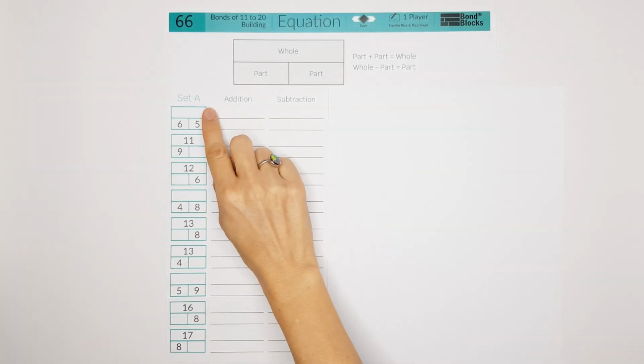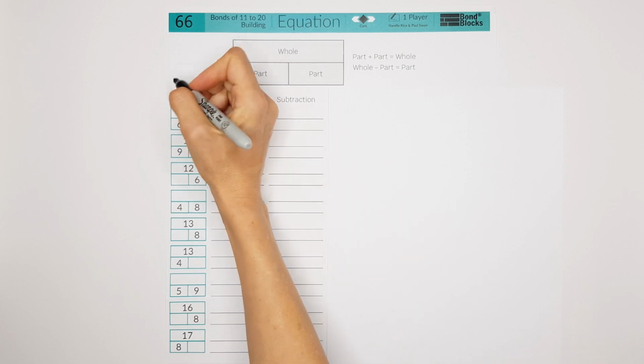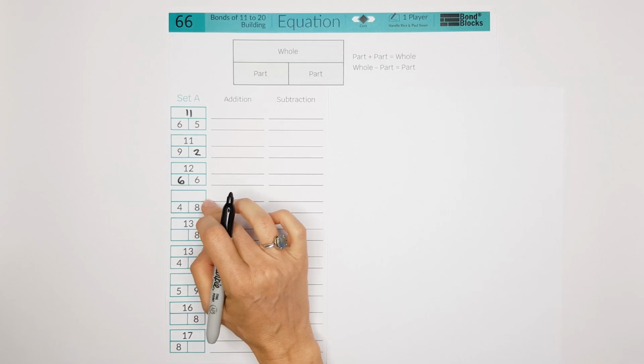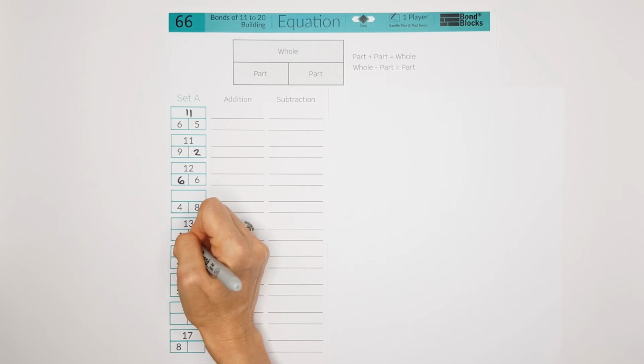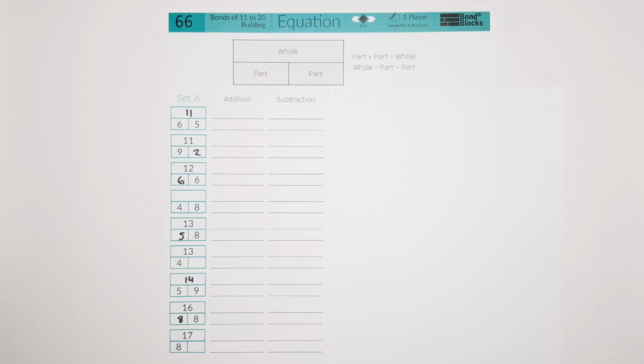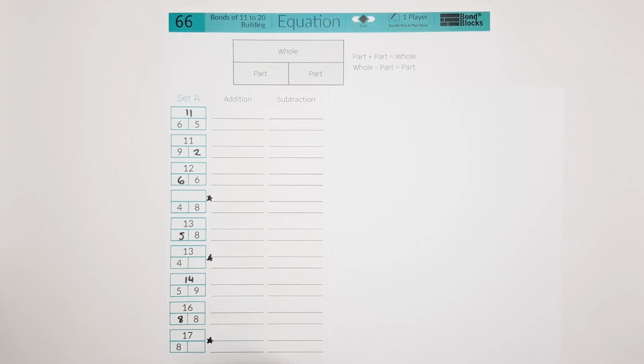The first thing we're going to do is fill in the missing numbers. The reason we're doing this is to help us identify which bonds we're fluent with and which ones we need to focus on learning. So when you fill them in, as you go, if there's one where you think, I actually have to think about this, I'm not sure, leave it and move on to the next one. When you have finished, go back and place a star next to the ones that you are still focusing on becoming fluent with.